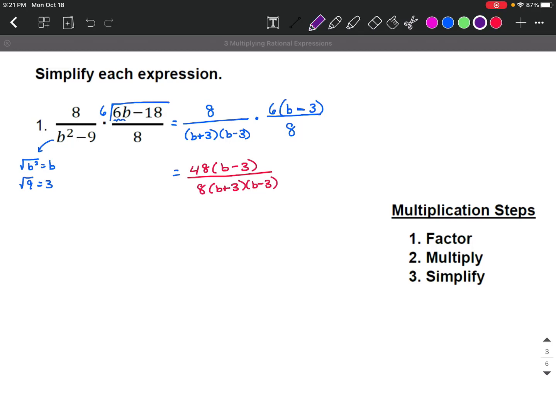Okay. Any exact matches? Well, I see b minus 3. Now, numbers, you have to actually think a little more. What number goes into 48 that also goes into 8? 8. 8 goes into 8 once. 8 goes into 48 6 times. Okay, what's left? I have a 6 up top, and in the bottom, all I have is b plus 3. I cannot divide that 3 into the 6 because the 3 is attached to the b. We're done with this one.